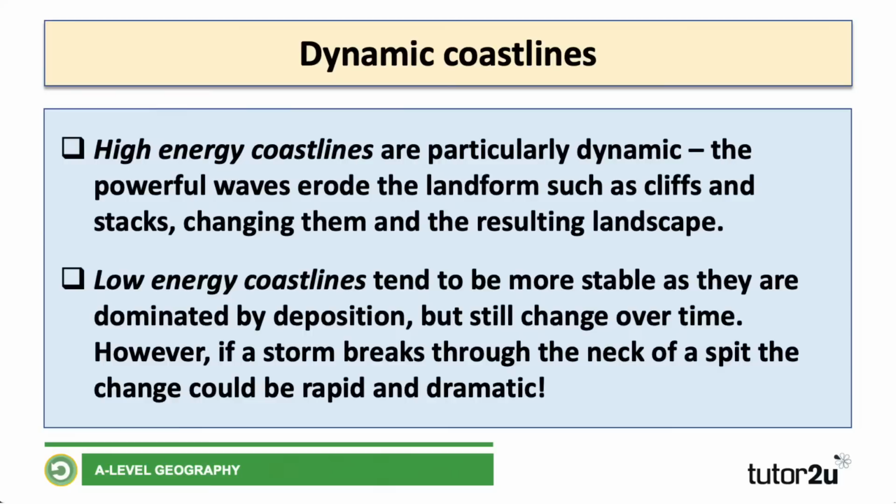Now, when we're thinking about these processes, a really important thing to do as well is to think about the sequence of events that's happening there. So we've got this dynamic environment, change happening over time, and it's happening in a particular sequence. When we come to the low energy coastlines, they tend to be more stable. They're dominated by deposition, but they will still change over time. But often that change is going to happen over a much longer time scale. But sometimes there could be something very dynamic happen. A big storm breaking through the neck of a spit could mean a very rapid and dramatic change, even if we're talking about a lower energy coastline with those depositional features.